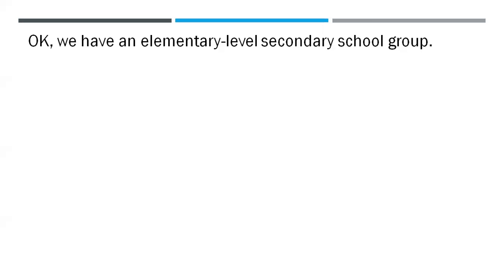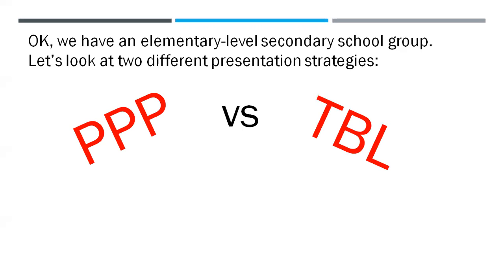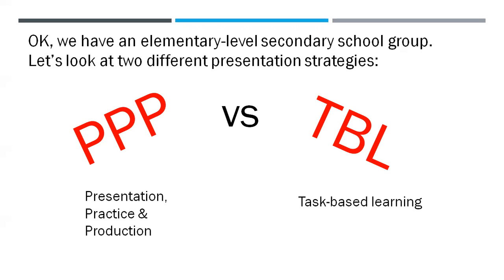Here we have an elementary level secondary school group. Let's imagine you have got a group of such kids. So let's look at two different presentation strategies. Today we will look at PPP versus TBL. You may inquire what these mean. Well, PPP means presentation, practice, and production. Maybe you have heard about it before. And the second one is TBL, which is task-based learning. Okay, well, let's look at every technique in detail.